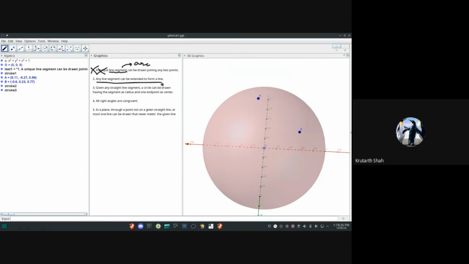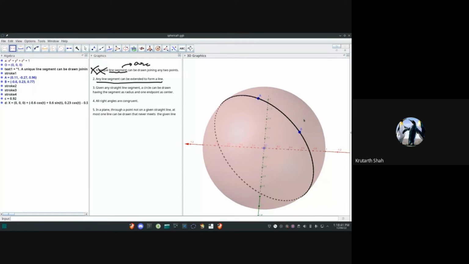So this does not hold in spherical geometry. This one holds in spherical geometry. Do you see why? If I have a segment AB, and I simply consider the circle it is part of, it extends to form a line. So the axiom holds here. What do you think about the third one?